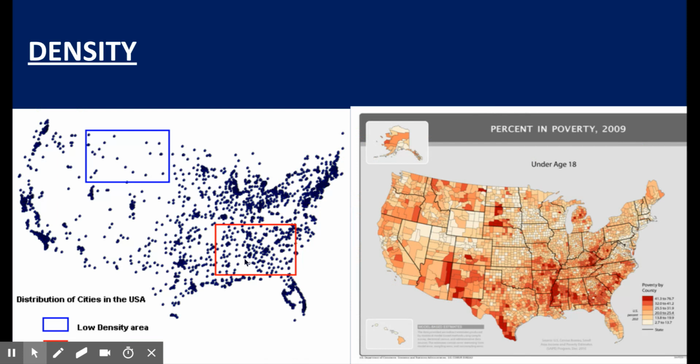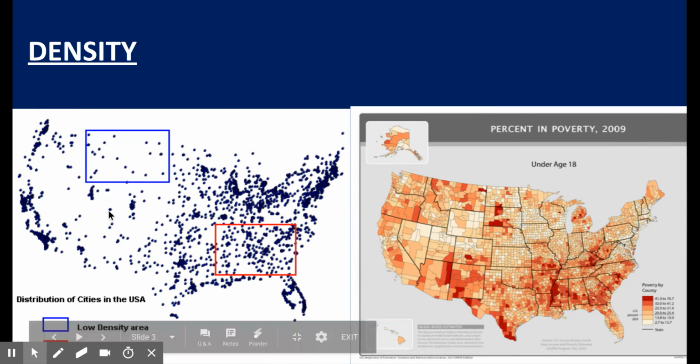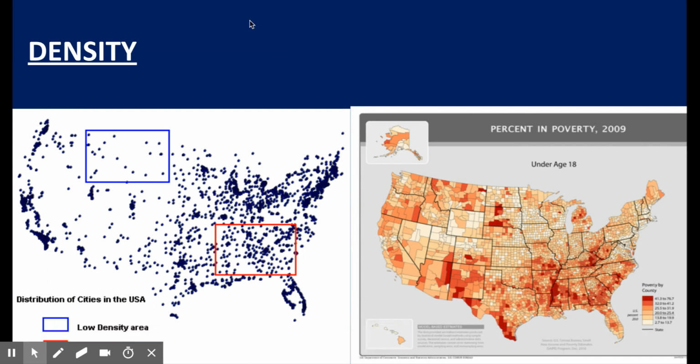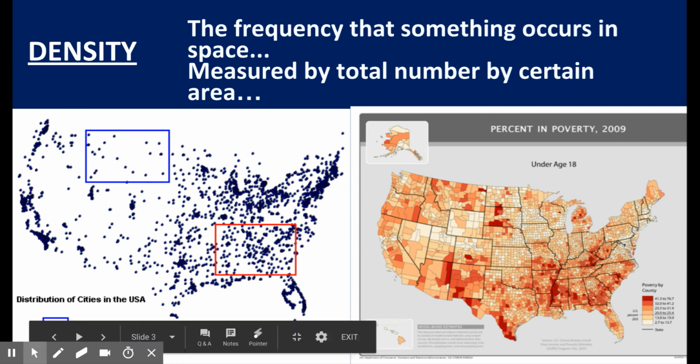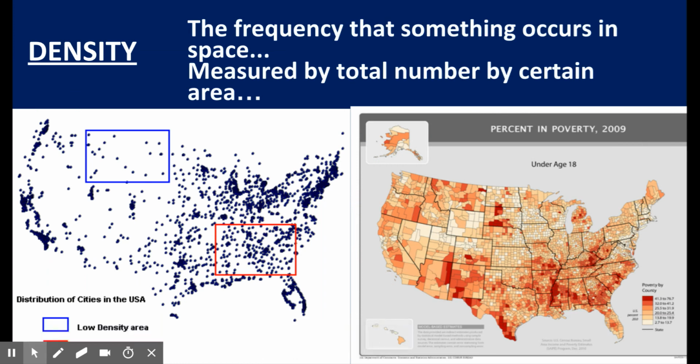Density. We've already talked about density in class, but it's one way of measuring spatial distributions. Density is the amount of a thing in a certain area. You can have either low density, which you can see in the blue box, where there aren't very many cities, and you can see high density in the red box, where there are lots of cities in the same amount of area. Density is the frequency that something occurs in space, and it's measured by the total number by certain areas. So you would say there are 300 per square mile, or over in the red box, you'd say there are 1,000 per square mile.